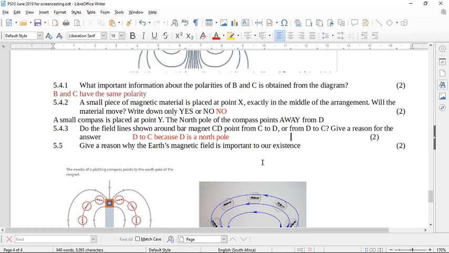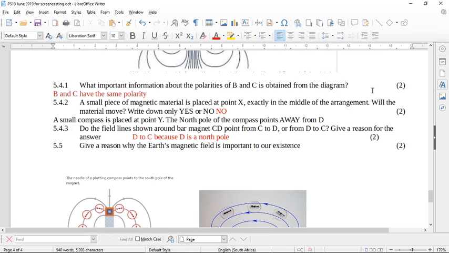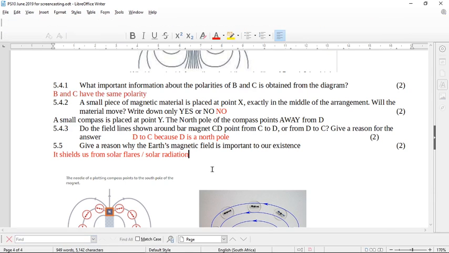Give a reason why the Earth's magnetic field is important to our existence. It shields us from solar flares or solar radiation. Remember, the Sun emits that radiation which is dangerous to human life because it's ionizing high energy radiation, but it is deflected by the Earth's magnetic field, so it's saving us from frying to death.